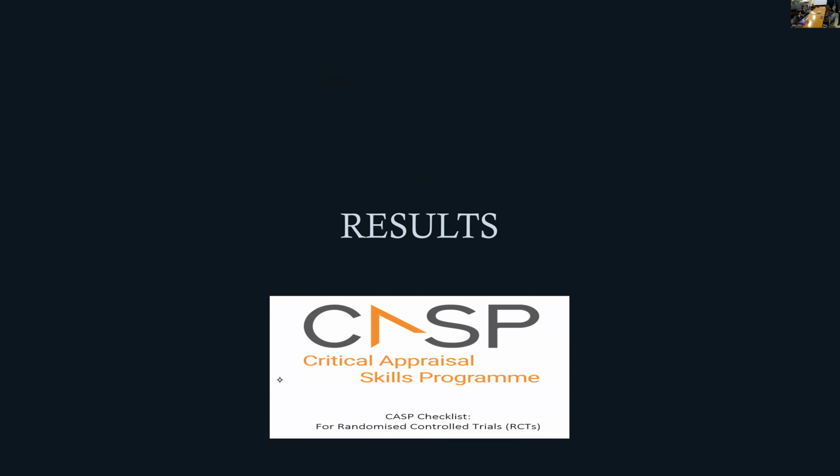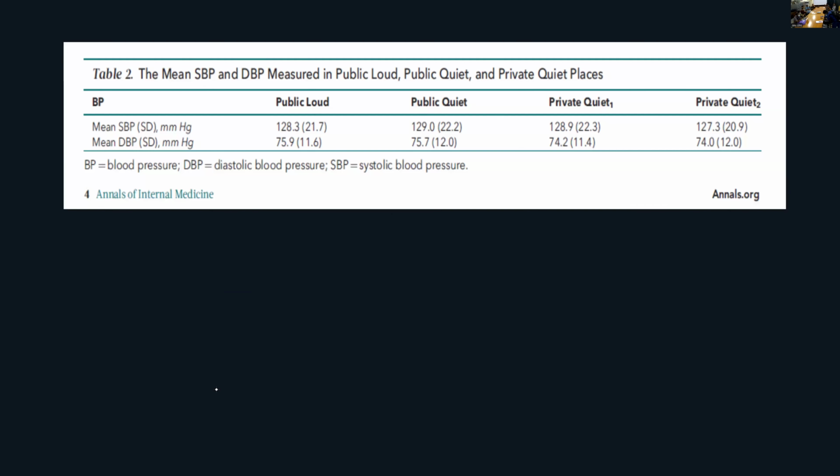Now the second part, results and external validity, I'll be using the CAS questionnaire. So this was a result. These were the three settings they had planned: public versus private, and this was private 1, private 2.